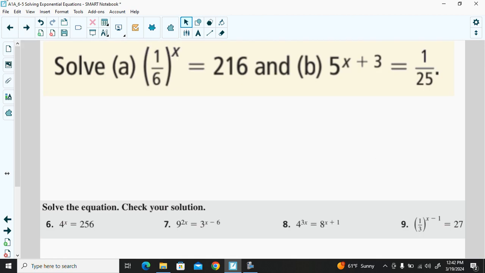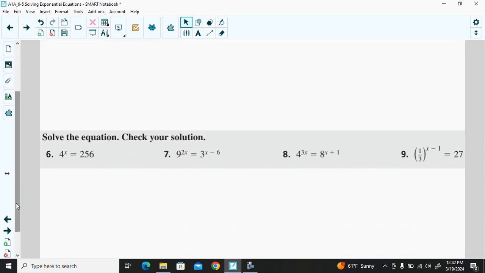Alright, so these are some problems you guys could try on your own. Writing some of these with the same base. Let's see, anything look interesting? A and B are pretty much the same as what we did down there. Let's see. This one's interesting. Let's do problem 7 and 8. Look kind of interesting.